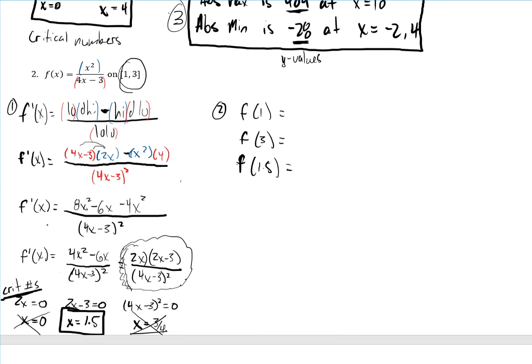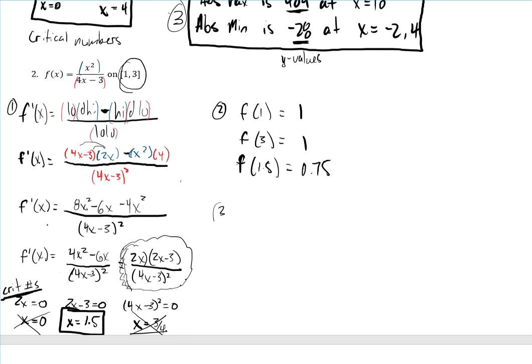So there they all were. When we plugged in 1, we got 1. When we plugged in 3, we also got 1. That was based on our graph. And when we plugged in 1.5, we got 0.75. And so now we have our answer. The biggest one of these is 1, and we do have a tie.